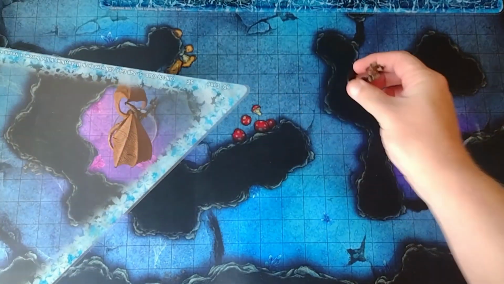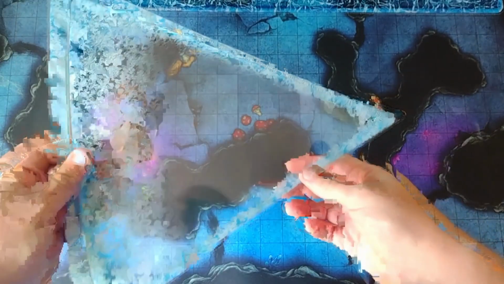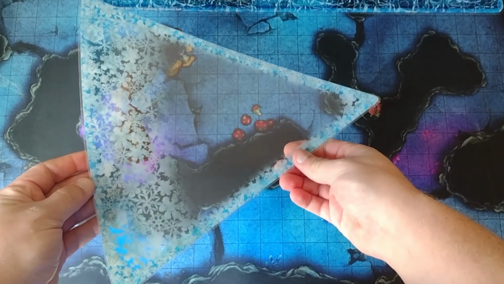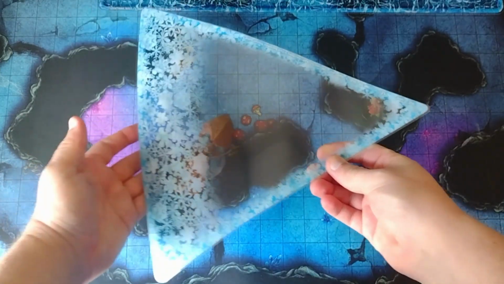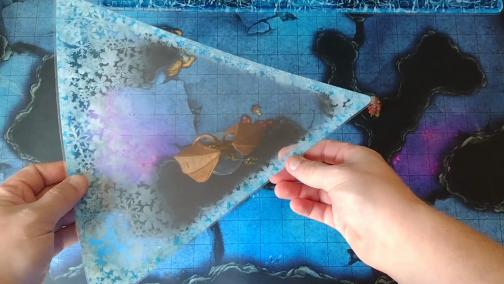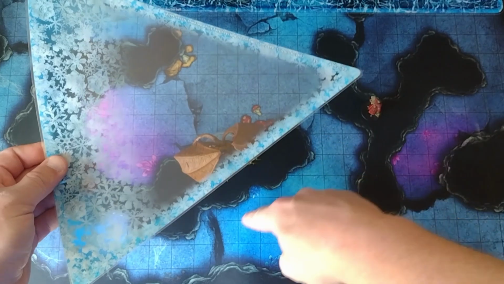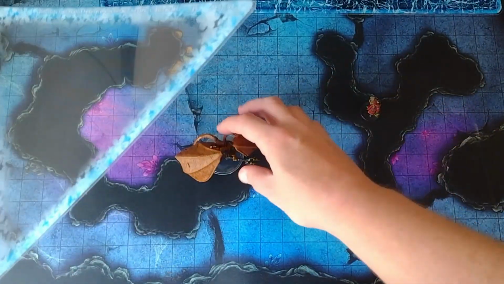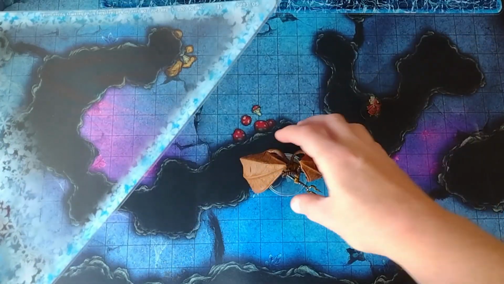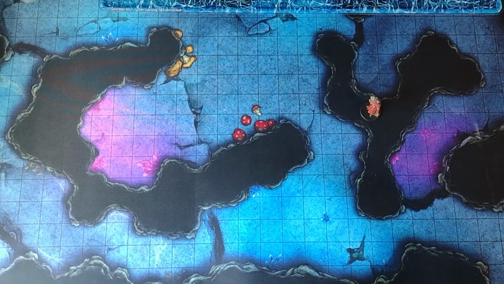So in play, you would take your spellcaster, you would hold this above the miniatures and kind of look through this transparent piece and see which of the minis are affected by your spell. Instead of having to count spaces and try to imagine it, you literally just plop this down and look down through the transparency and see exactly which monsters are affected.